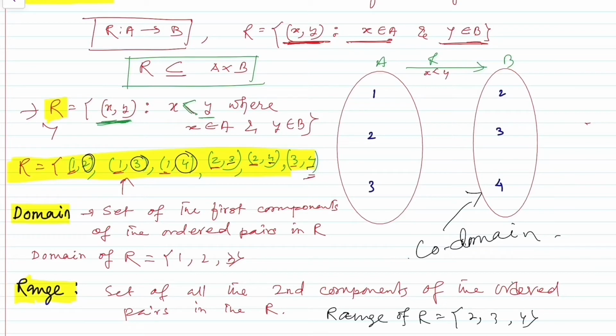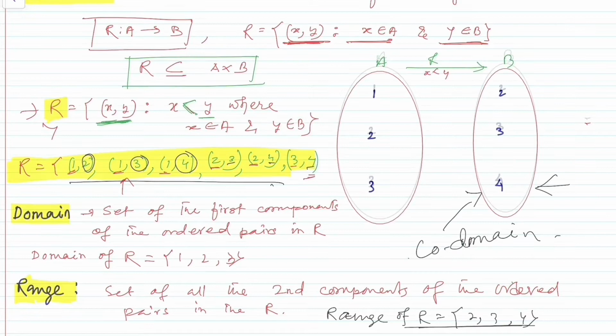In the example I had taken, I have got the range and the codomain the same, but it is not necessary that you will always get the range and codomain the same. In some cases you may get a different codomain and range. So let me give you another example.